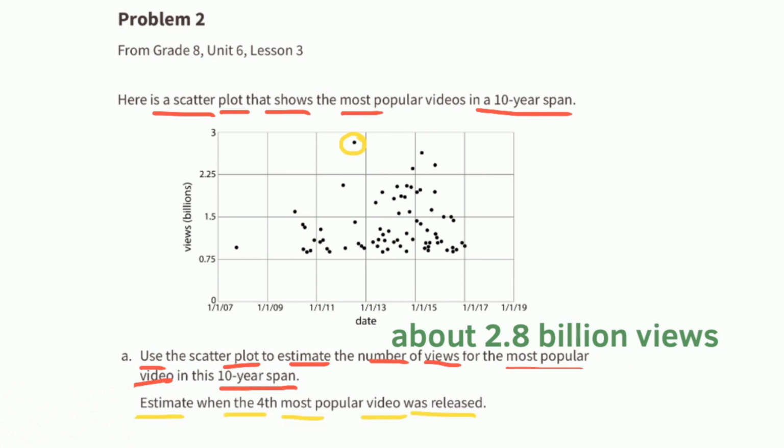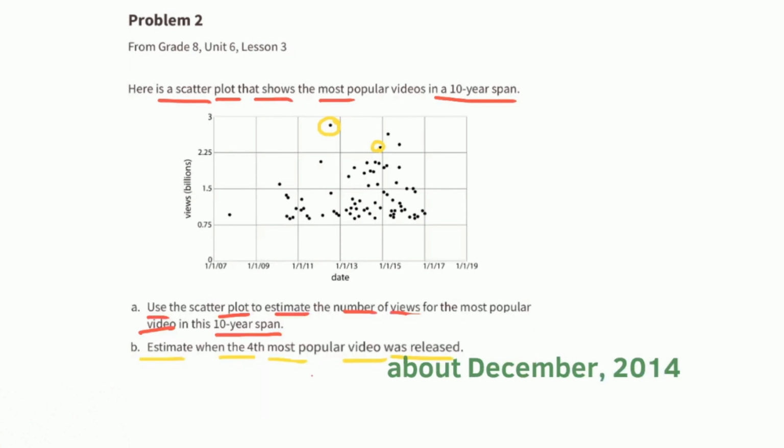B. Estimate when the fourth most popular video was released. The fourth most popular video will be the point that's fourth from the top. The release dates are shown on the horizontal axis along the bottom. So scroll straight down and you'll see that the point falls just before January 1st, 2015. So I would say that the release date was somewhere in late December 2014.